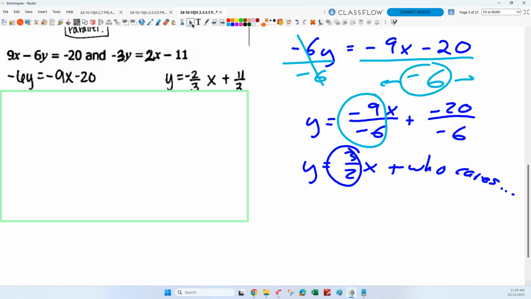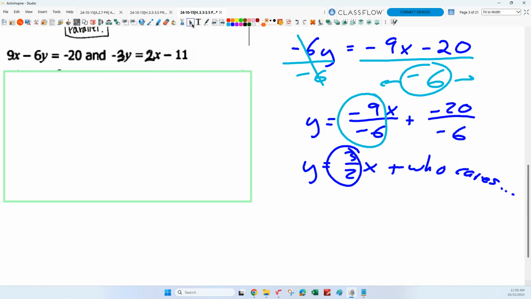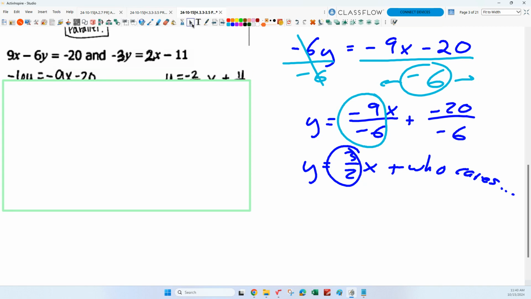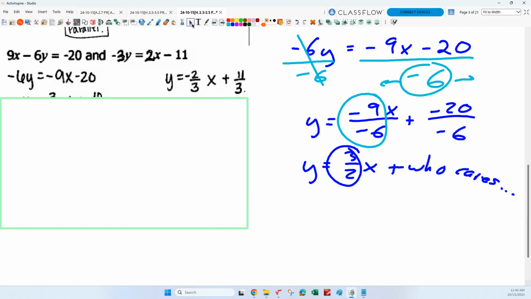What would I do? What's the only thing I have to do here? Divide by -3. That's going to give me y by itself. What am I going to get on the other side? -2/3 x plus, who cares? I know that my slope for the other line is right there. So what can you tell me about those two lines? They are perpendicular because they are opposite reciprocals.